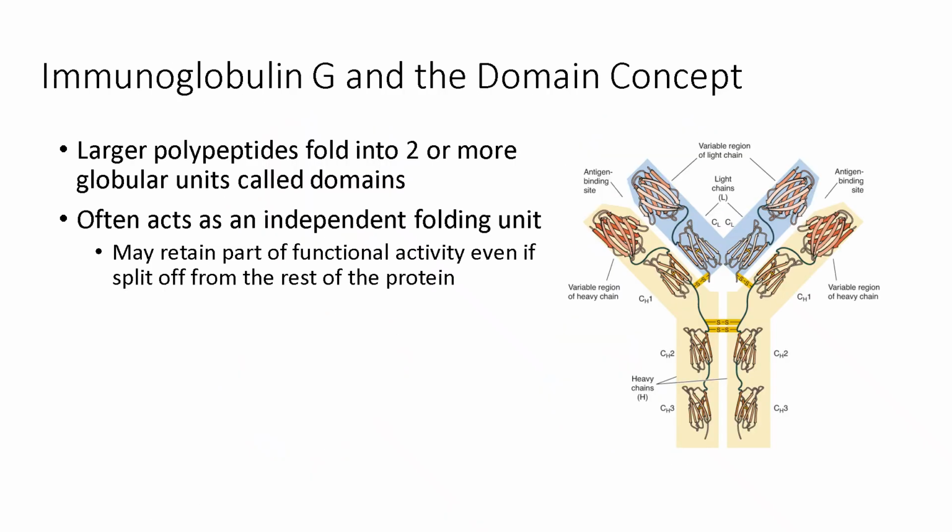Immunoglobulin G is a great example of the domain concept in protein structure. Large polypeptides fold into independent globular units called domains, which often function on their own. Even when cleaved from the main protein, domains can retain functional activity, such as antigen binding or catalysis. This modular design is the hallmark of protein evolution.